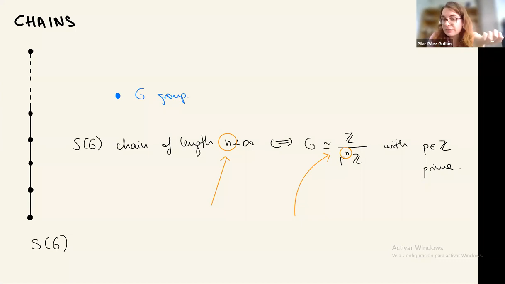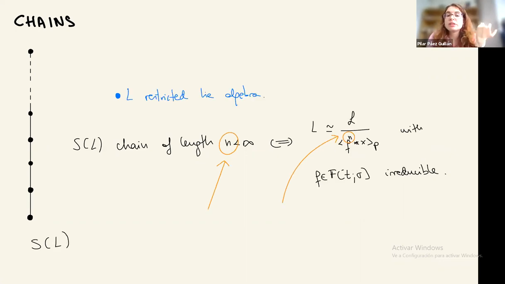Okay, so a naive approach would say: if I go back to restricted Lie algebras, I can have the same result. I can have that the lattice of restricted subalgebras is a chain of length n if and only if L is isomorphic to this quotient of the free cyclic restricted Lie algebra by the subalgebra generated by the action of the nth power of an irreducible skew polynomial acting over X. This would be the translation of the characterization in groups.